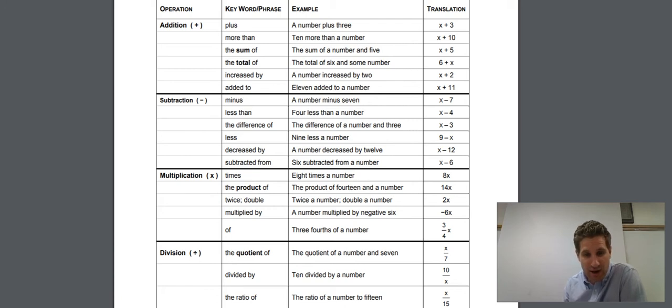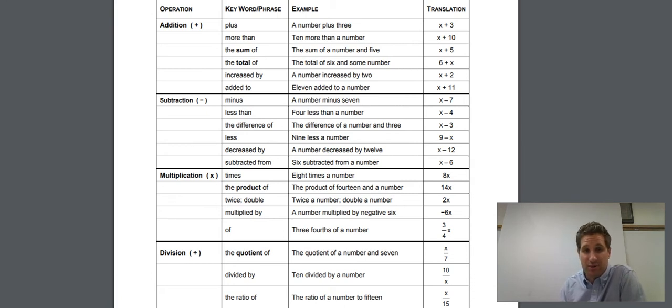Like I said, I found this online, and it's kind of nice because these are all different words we can use for addition. Plus, more than, the sum of. We're going to use that a lot. The sum means to add things together. The total of, which is nice. The total, if you total up how much money you spent at the mall, that would be adding. Increased by, it's getting bigger. Okay, last year I increased by 10 pounds.